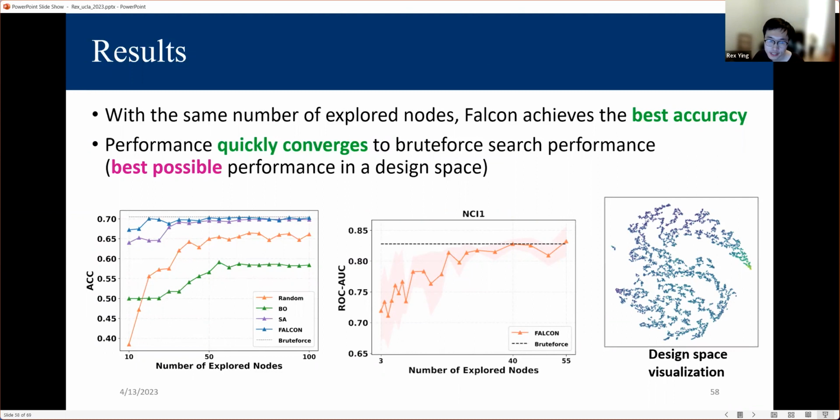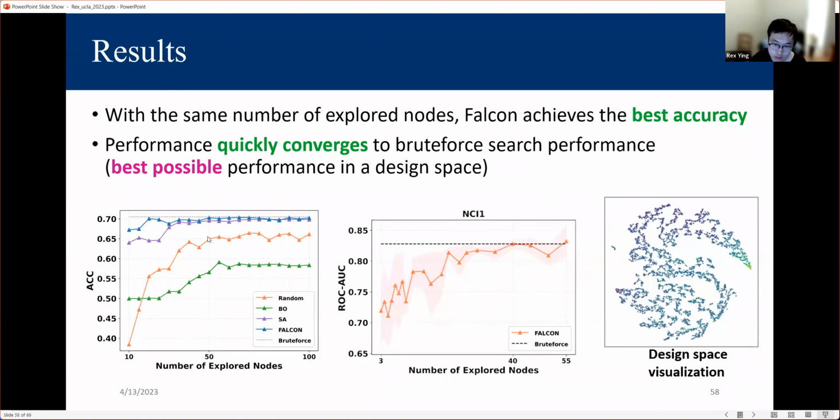So we basically tested the performance of the architecture search with respect to the number of explored architectures. On the left figure, the x-axis is the number of architectures that we have explored, which means 50 would mean that we have run 50 different architectures to obtain the performance data to train the meta model and to do the AutoML, right? And Falcon, which is our method, is the blue line here.